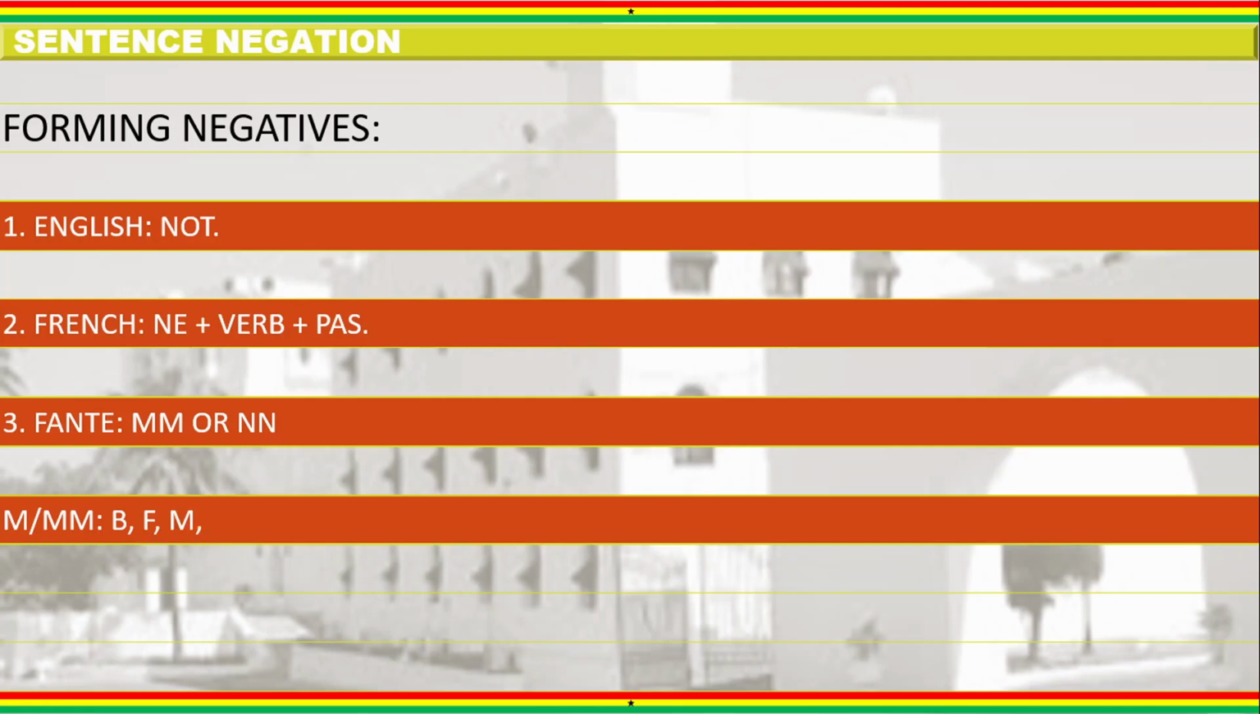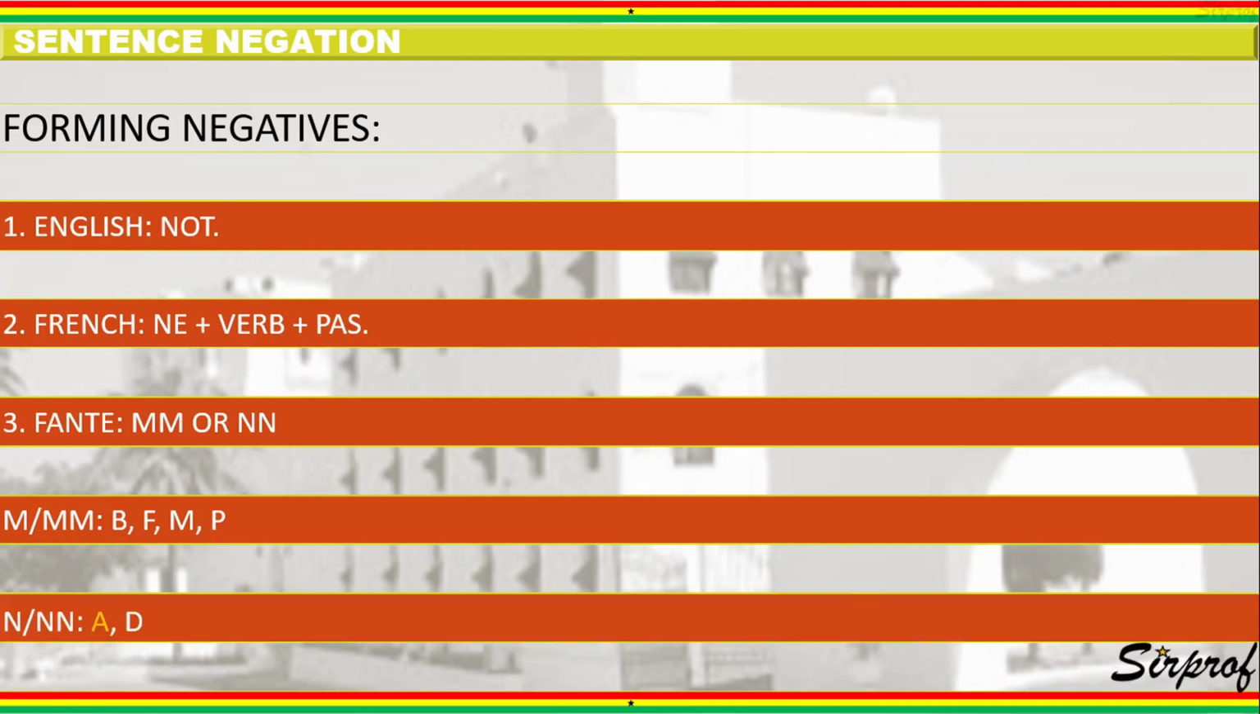We always use a double M for verbs that begin with B, F, M, and P. In a case where a verb begins with an M, we only introduce an additional M to make it a double M to form the negative. Verbs beginning with all other alphabets are negated using a double N. In a case where a verb begins with an N, we only introduce an additional N to form the negative. Note, Fanti verbs do not usually begin with a vowel.